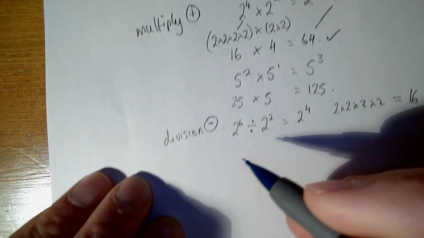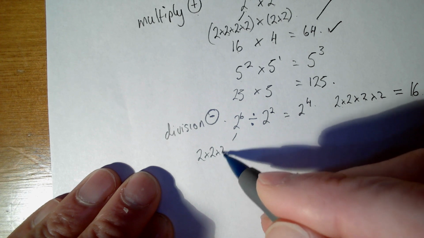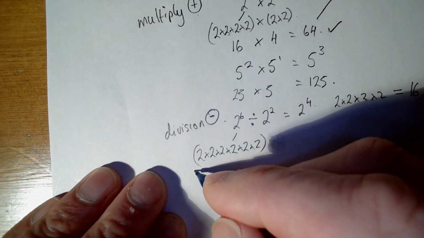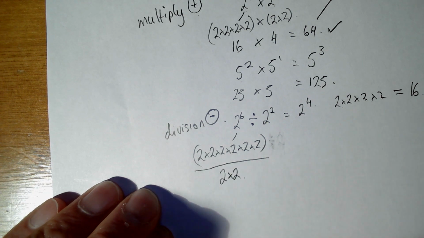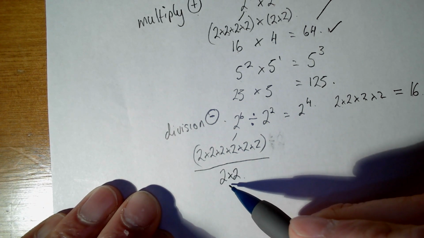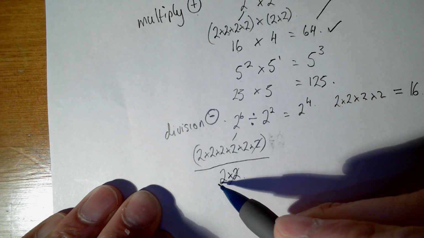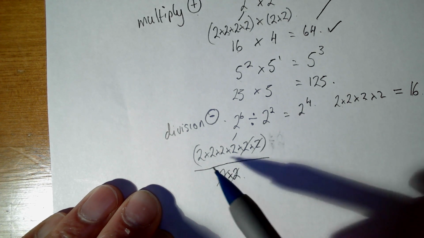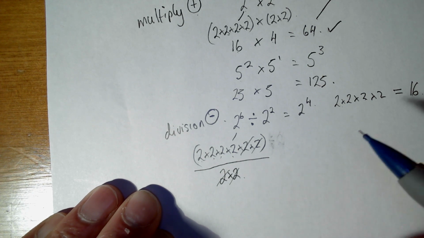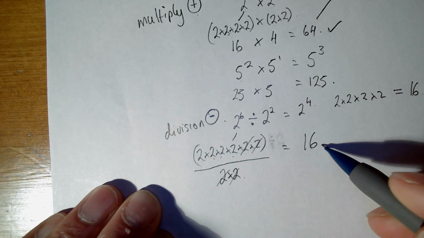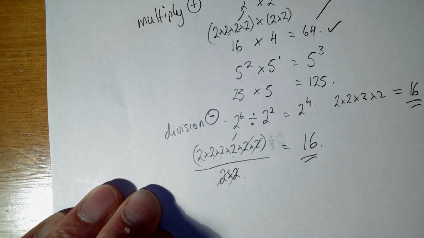Let's double check. Here we have 2 to the power of 6, which is 2 times 2 times 2 times 2, all over 2 times 2. So 2 below the line cancels with 2 above the line, and another 2 below the line cancels with 2 above the line. And now we're left with 2 times 2, which is 4, times 2, which is 8, times 2, which is 16, which is exactly what we were expecting.